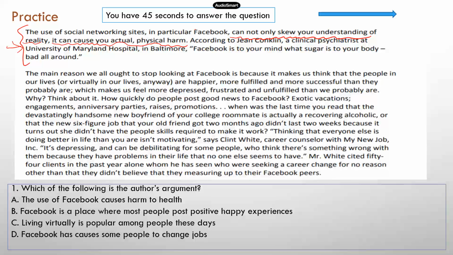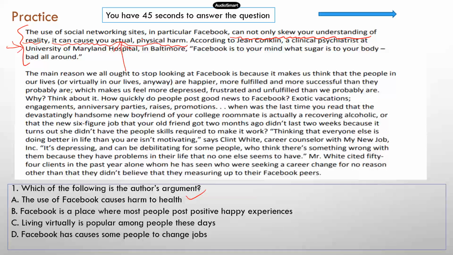Okay. All right, number one, which of the following is the author's argument? So the correct answer is A. The use of Facebook causes a harm to health, right? Which is the sentence right there. Now, let's look at B, C, and D. B, Facebook is a place where most people post positive, happy experiences. And that might be a true statement, but is this the author's argument? No, right? The author actually has a very different point of view on Facebook.